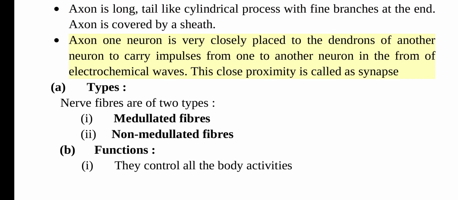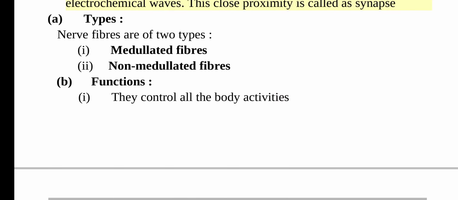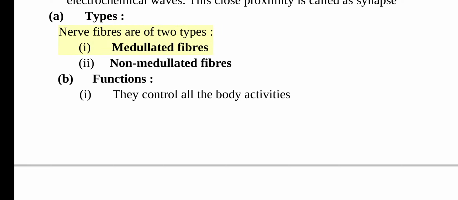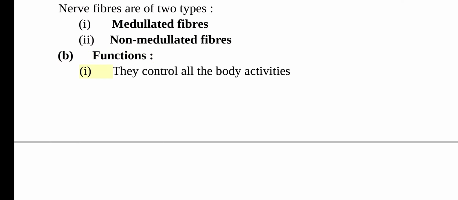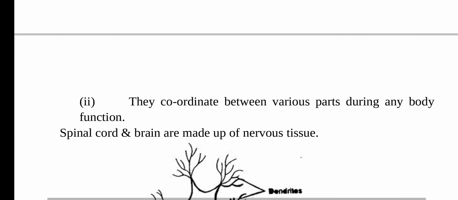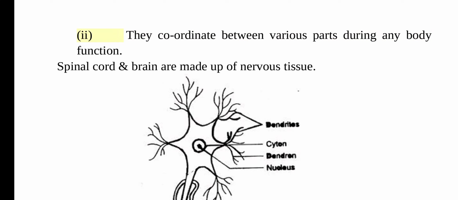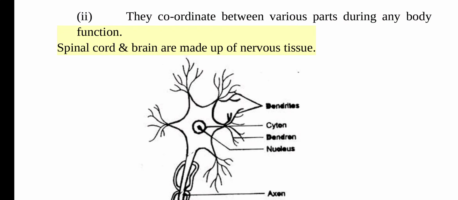Axon of one neuron is very closely placed to the dendrons of another neuron to carry impulses from one to another neuron in the form of electrochemical waves. This close proximity is called synapse. Types. Nerve fibers are of two types. I. Medullated fibers. II. Non-medullated fibers. Functions. I. They control all the body activities. II. They coordinate between various parts of the body. Spinal cord and brain are made up of nervous tissue.